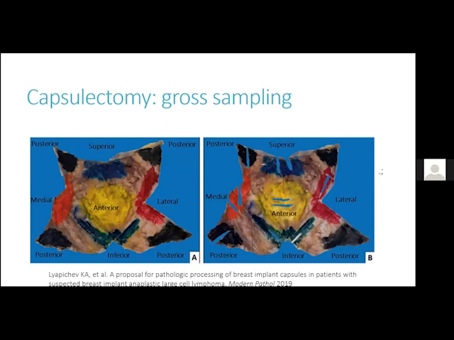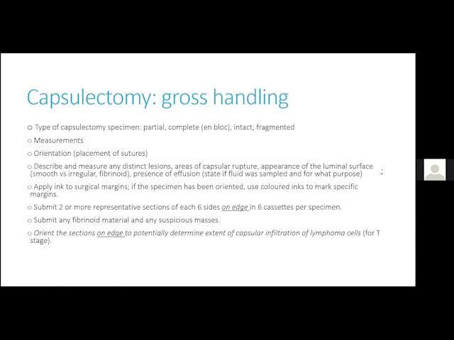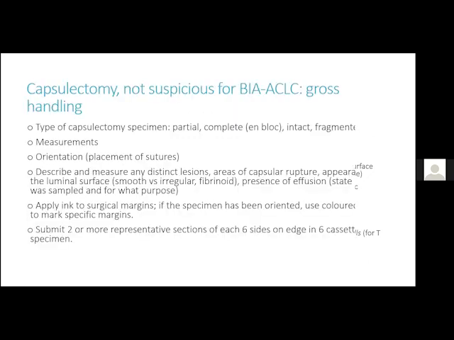What they've done is recommend proper orientation with inking of designated margins and sampling at least 2 sections per side of the specimen. This slide just outlines the grossing steps that we would do with any specimen. So, generous sampling. For the capsulectomy specimens, you want to submit any fibrinous material on the luminal surface, any masses, and to submit the sections on edge so that the margins can be evaluated and the degree of infiltration into the capsule, if present, can be measured for staging of the disease.